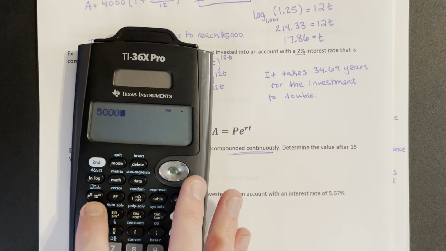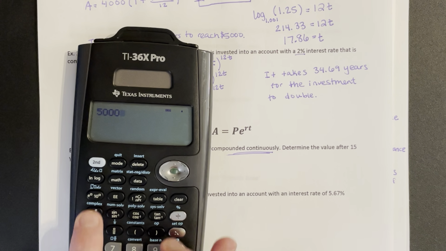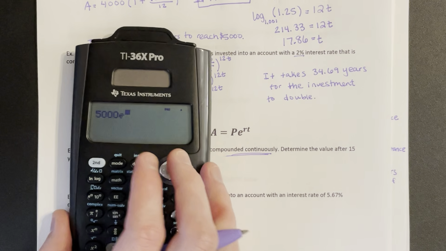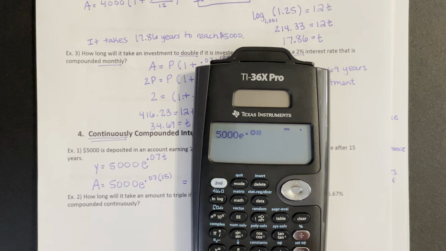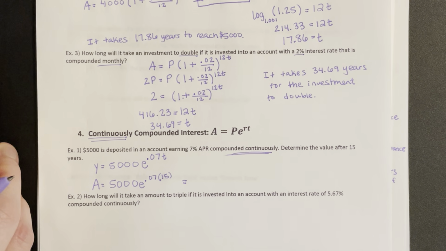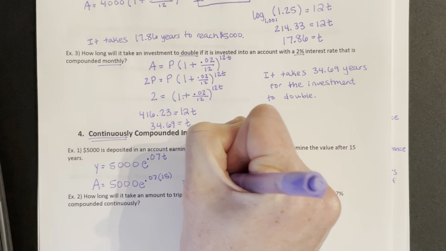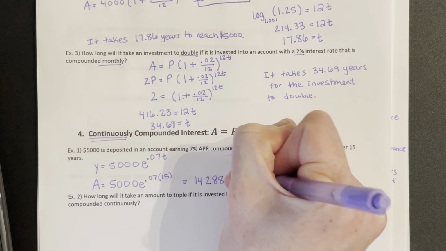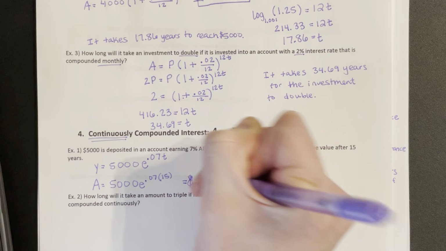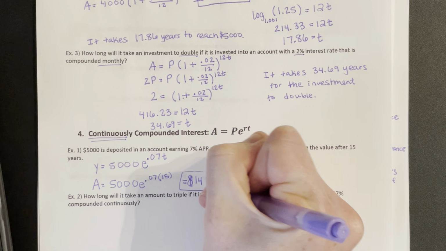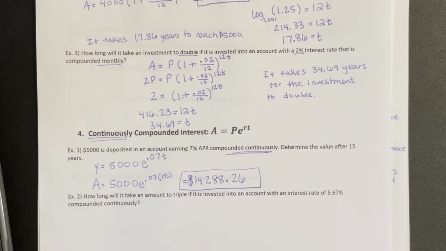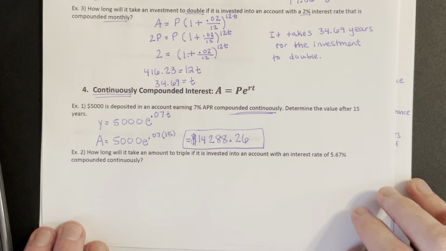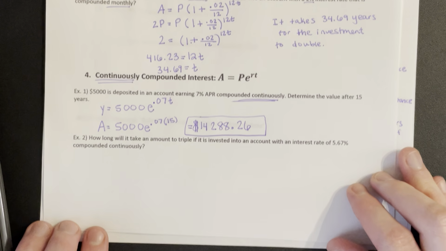5,000. Our e to the exponent button is underneath the log, so e to the 0.07 times 15 is 14,288.26 if we round off to 2 decimal places. So you can see it grows a lot quicker when you're compounding continuously. We also had a higher interest rate.